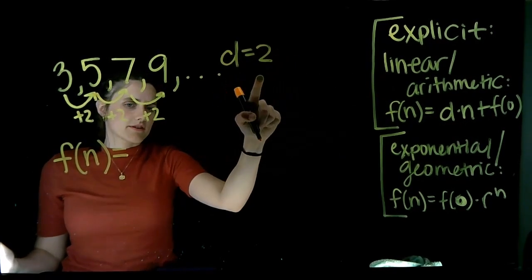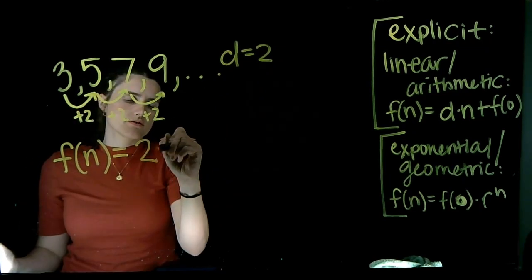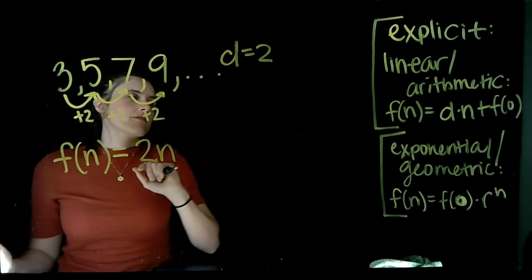This is my common difference. What am I adding or subtracting each time? 2 times n, and then I'm going to add f of 0.